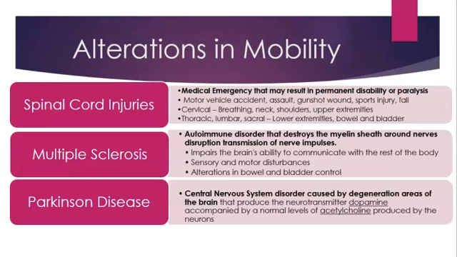Continuing on to the next slide, I have spinal cord injuries listed here, a medical emergency that may result in permanent disability or even paralysis. This can be because of a motor vehicle accident, assault, gunshot wound, sports injury, fall. So when we talk about spinal cord injuries, we're talking about cervical, thoracic, lumbar, and also sacral. So anywhere in the spinal column.